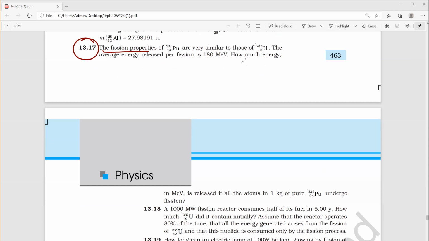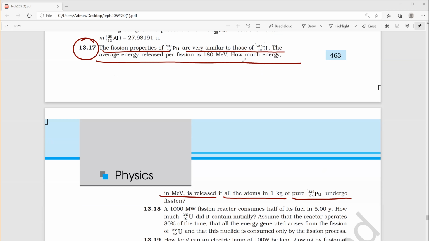13.17. The fission properties of plutonium-239 are very similar to those of uranium. Average energy released per fission is 180 MeV. How much energy in MeV is released if all the atoms in 1 kg of pure plutonium undergo fission? So how to calculate this?